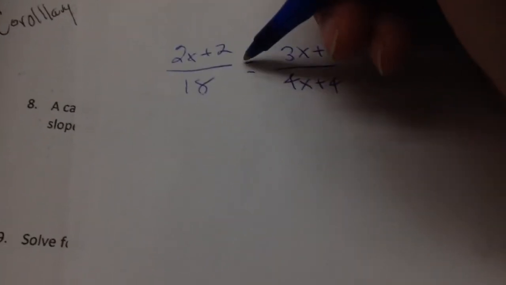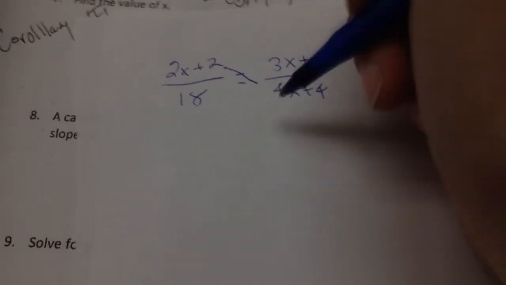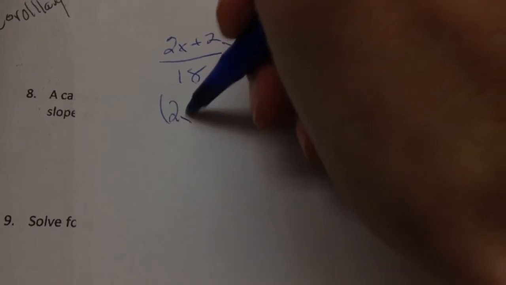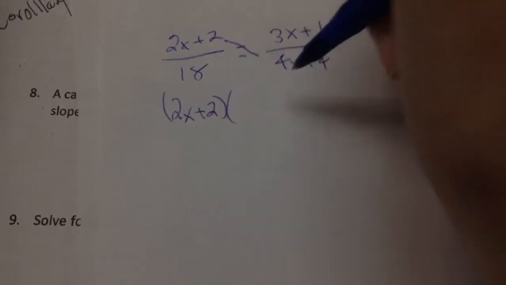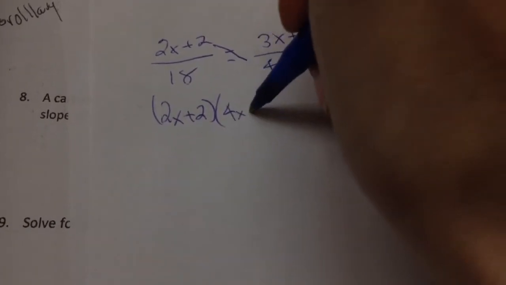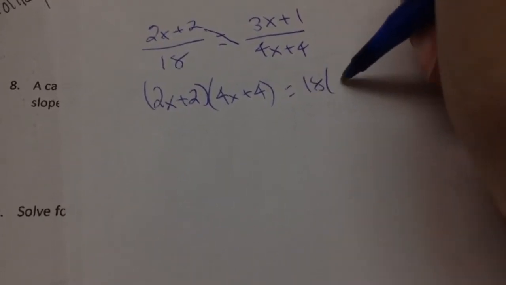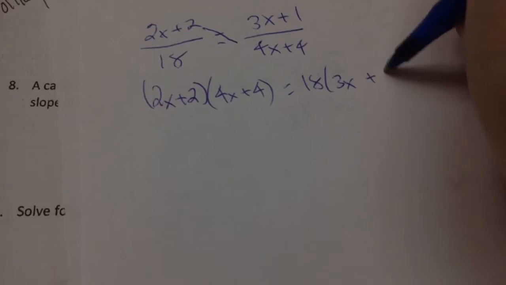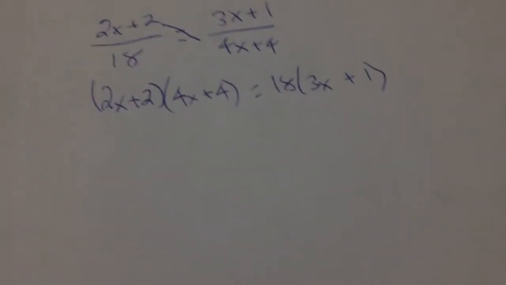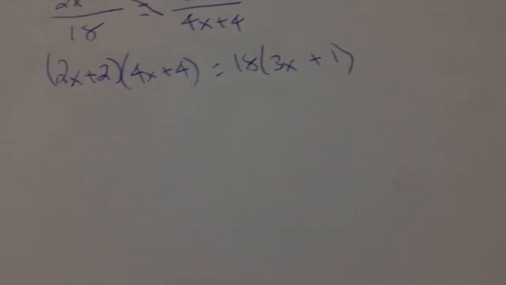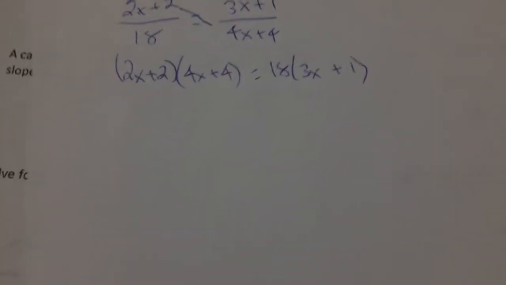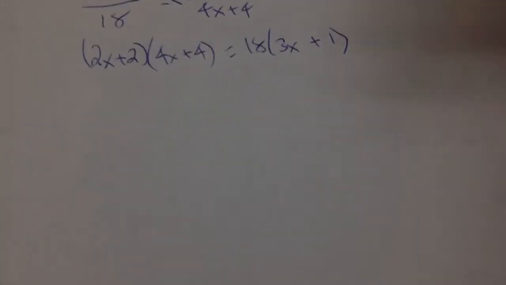So now we can cross multiply. So 2x plus 2 times 4x plus 4 is equal to 18 times 3x plus 1. Alright, I see some more foiling. So some more practice for you guys.